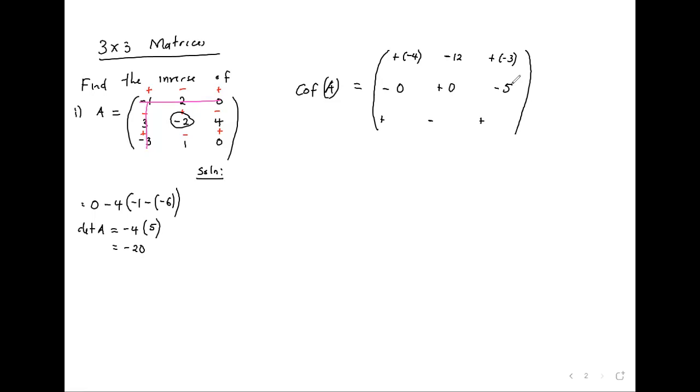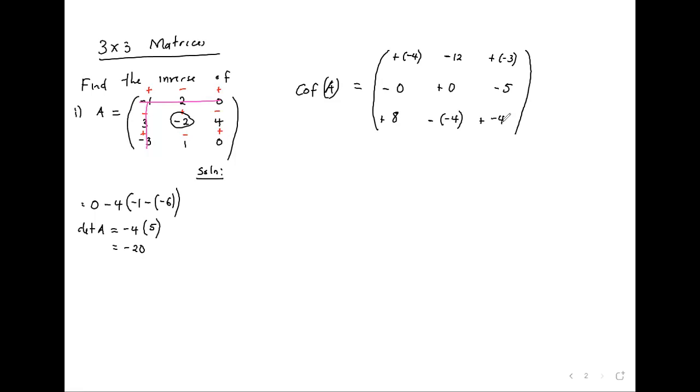Then cut here, you have 2 by 4, 8, and that's 0, 8. Then cut here, -4 minus 0, -4. Then cut here, 2 minus 6. 2 minus 6 is -4.